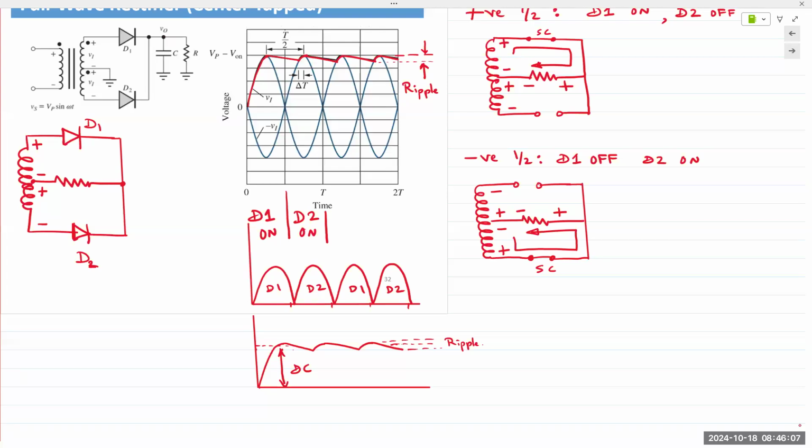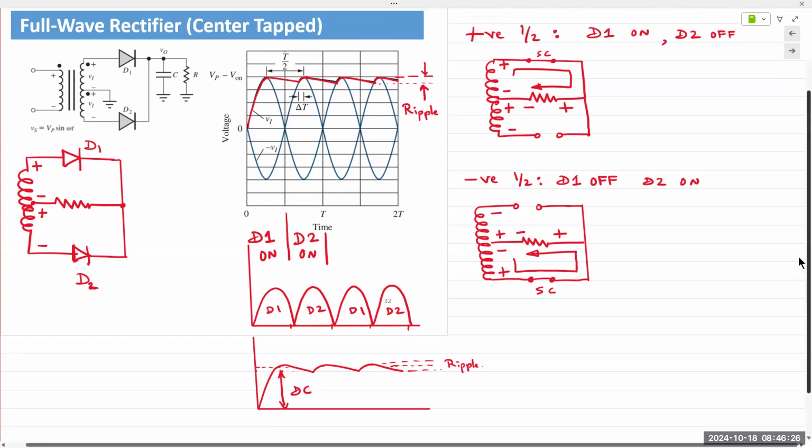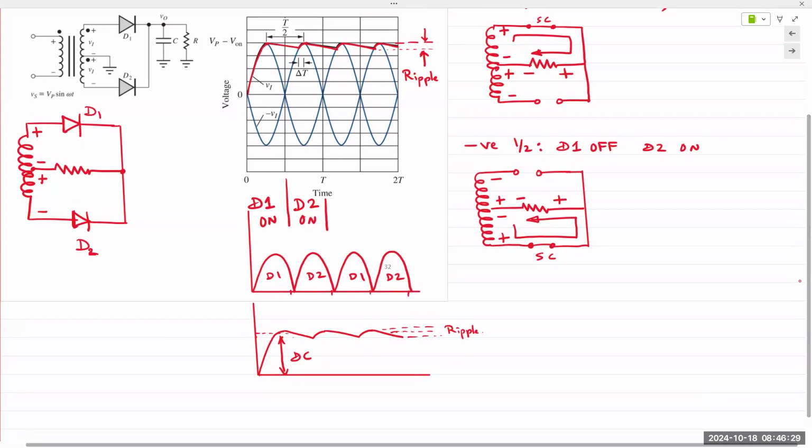And because the capacitor is removing the fluctuations in the voltage, it is known as filtering, and so the capacitor is also known as a filter capacitor. Okay, filter capacitor. And so that's the full wave rectifier center tap with a filter capacitor, because it's filtering out the ripples in the waveform.